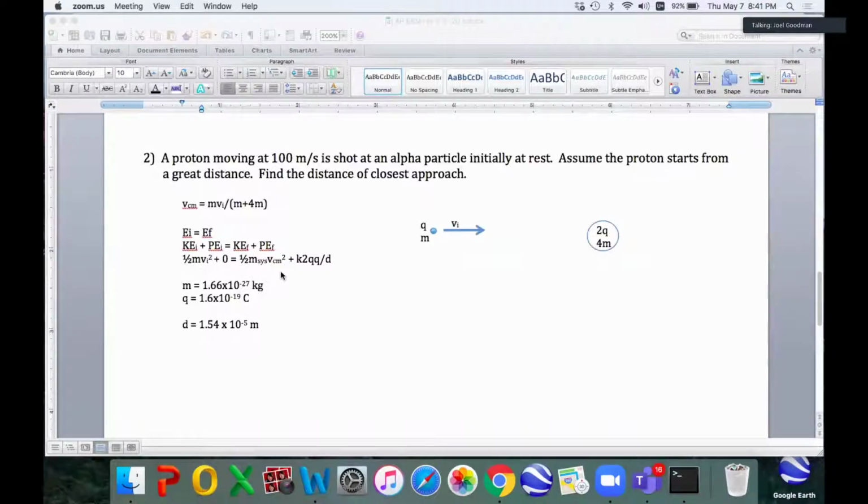The final kinetic energy is going to be the kinetic energy of the system. When we reach closest approach, they're both moving at the same velocity, the same center of mass velocity, and it's both masses. What's my potential energy final? kQQ. Why do I have a 2 there? Oh, I know why. Because this is 2Q. Does an alpha particle have twice the charge of a proton? Yeah. So I have 2Q times Q over the distance, and that would be the distance of closest approach. So I plugged all my numbers in, and I calculated this.